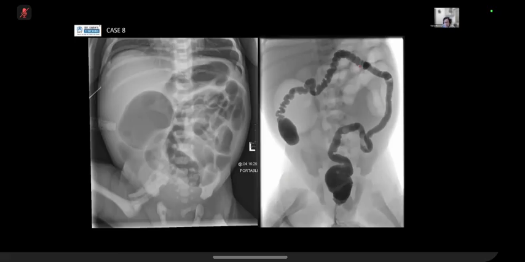So this is one, and you can see this diffuse microcolon of the whole colon, and it is a lot smaller in caliber than the width of the vertebral body. Okay.